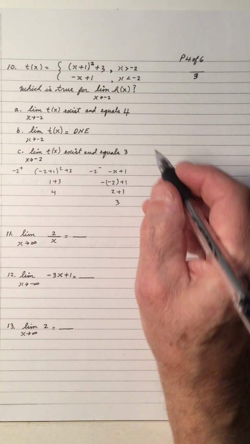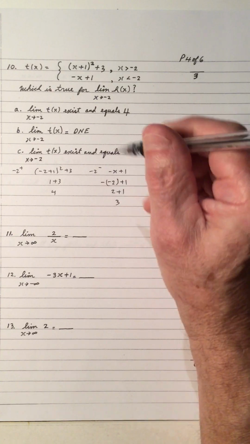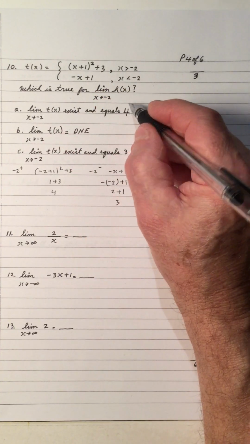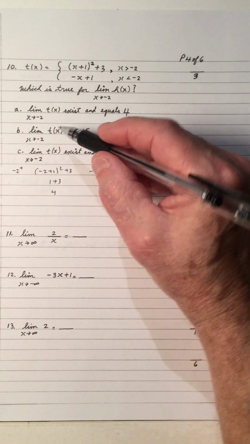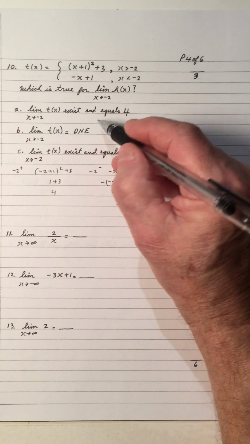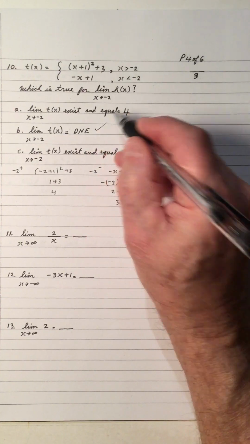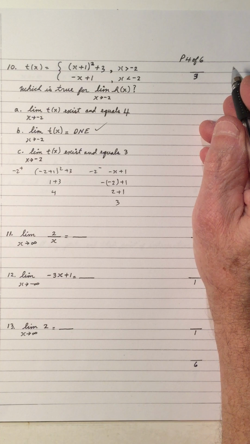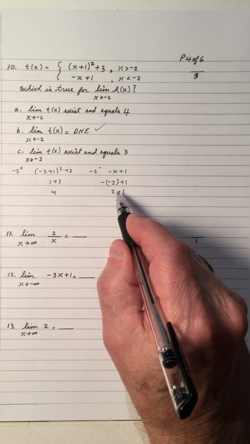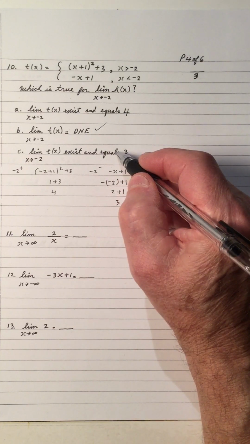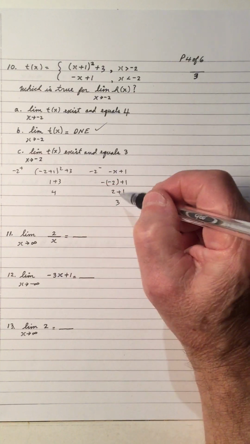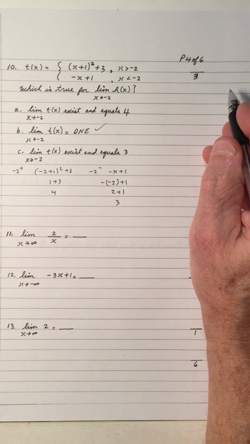So let's see which is true. The limit of t of x exists? No, they're not equal, so this is false. As you approach negative 2, the limit of t of x does not exist. They're not equal, so this is the correct answer. The right side is equal to 4, the left side is equal to 3. That's true, but the limit doesn't exist at negative 2. These limits are not the same, so B is the answer.